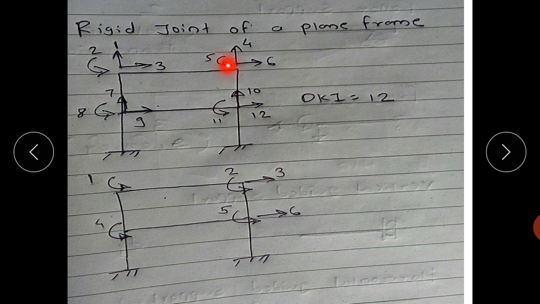Here, suppose there are three degrees of freedom at each joint, that is delta x, delta y and rotation. Likewise, DKI will be 12 for this rigid joint plane frame. If we neglect the axial deformation in the y direction, there will be 2 degrees of freedom at these joints, and here only rotation will be there, as delta x at this point and at this point have the same value. That's why we are counting it as 1. So total DKI will be 6.